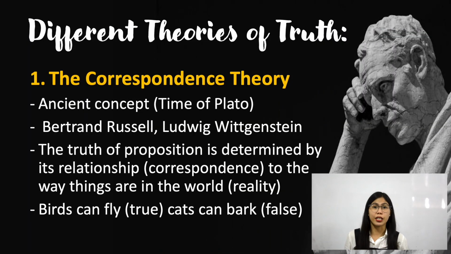Now, since you already know about it, let's proceed to the different theories of truth. The first theory is the Correspondence Theory. It is an ancient concept that dates back even to the time of Plato. The term correspondence theory was coined by the analytic language philosophers Bertrand Russell and Ludwig Wittgenstein. It is also considered the most popular theory, which states that the truth of a proposition is determined by its relationship, or correspondence, to the way things are in the world, or reality. In other words, a belief is true when there is a corresponding fact, and a belief is false when there is no corresponding fact. So a belief is true if and only if it corresponds with something that exists in the world.